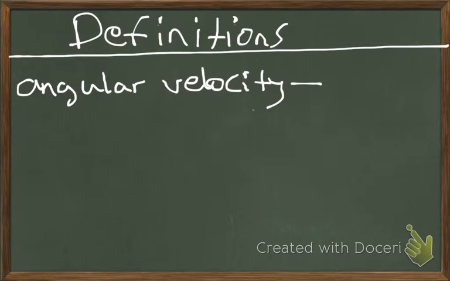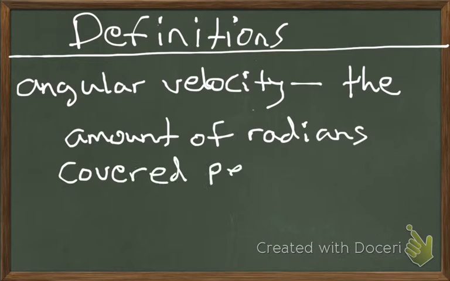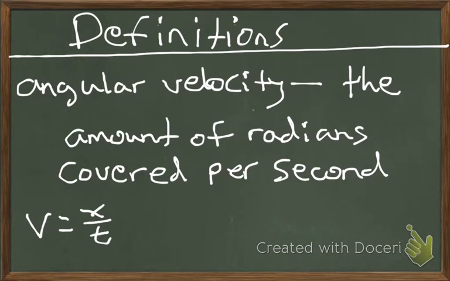The next thing we need to define is angular velocity. Angular velocity is similar to what you know in terms of linear velocity, but instead of covering meters or inches or feet or miles, we're going to be covering degrees or radians or rotations. So it's how fast something is spinning, essentially. More specifically, in terms of the units we'll be using, it's the amount of radians covered per second. If we look at what we already know about linear velocity, it's how many meters are covered every second, so x over t. Our new symbol for angular velocity is omega.